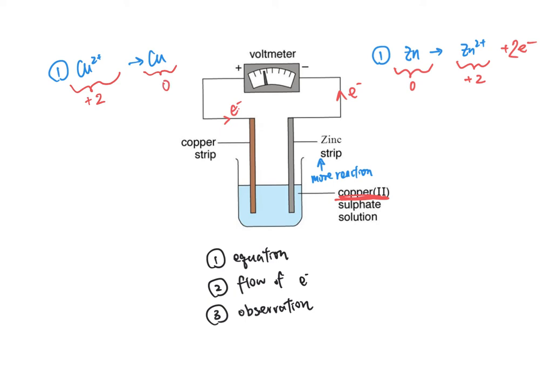Electrons should be added to the side which is more positive or less negative. So the left hand side now is more positive, so we have to add some electrons. And the difference between left and right is 2, so we are going to add 2 electrons here.